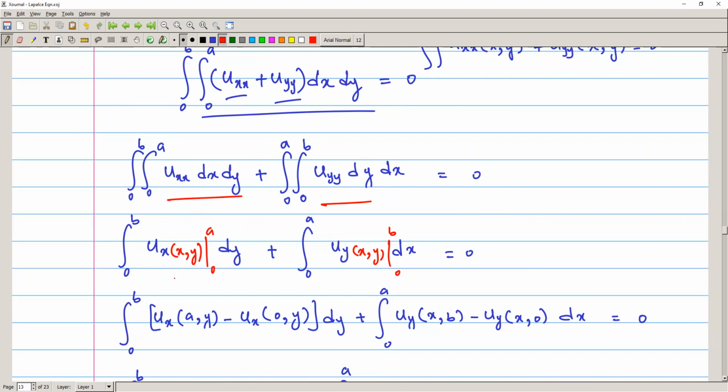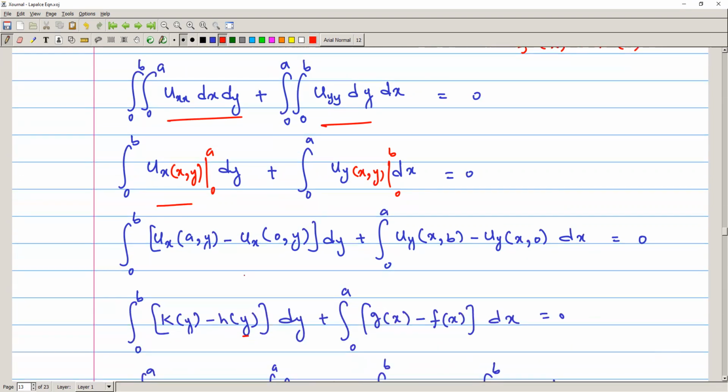So first of all, for this function, we integrate with respect to x, so we get u_x of x comma y, because we know that the integral of f double prime x is equal to f prime of x, right? So here it is u_x(x,y), limits are from 0 to a, and for u_y, limits are from 0 to b. We will apply the limits here: upper limit minus lower limit, and upper limit minus lower limit, that is equal to 0.